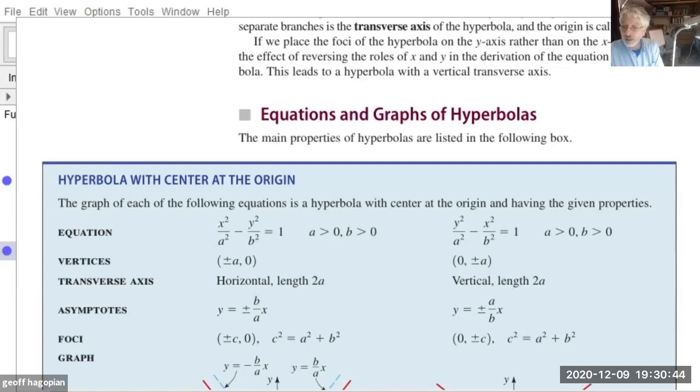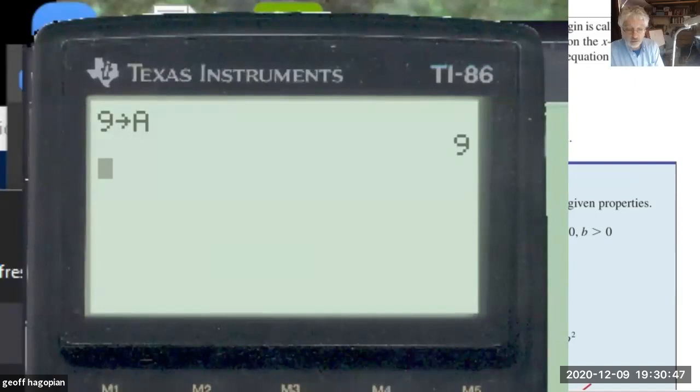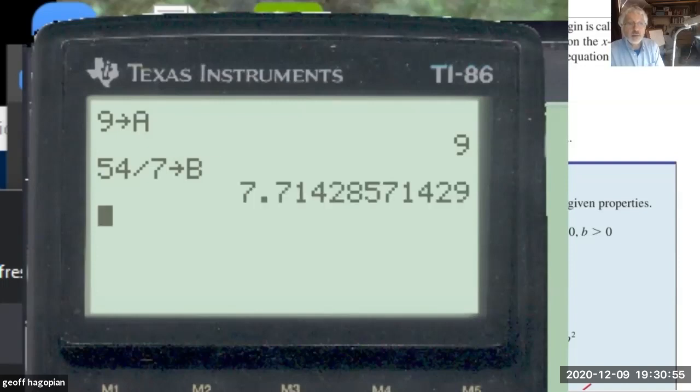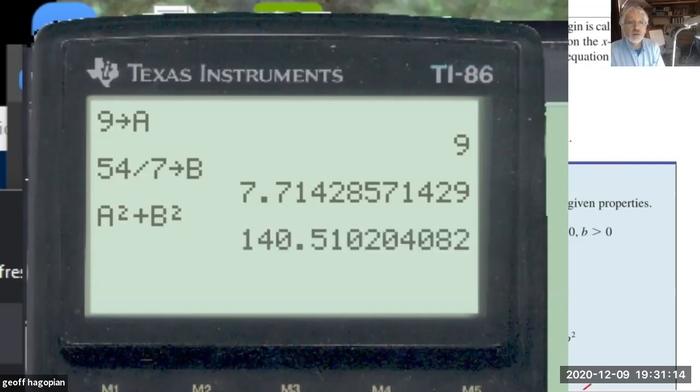So I'm going to put that into my formula on the calculator. I'm going to type in 54 divided by 7, store that to B, and then I want the square root. Well, let's say I want A squared plus B squared. And I want to convert that to a fraction to see if I got the right fraction. See if it will. Sometimes it won't, right? I think that's on the math menu.